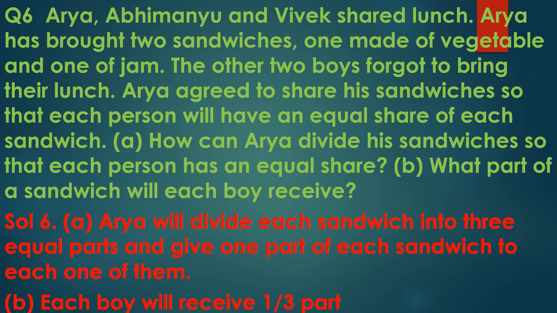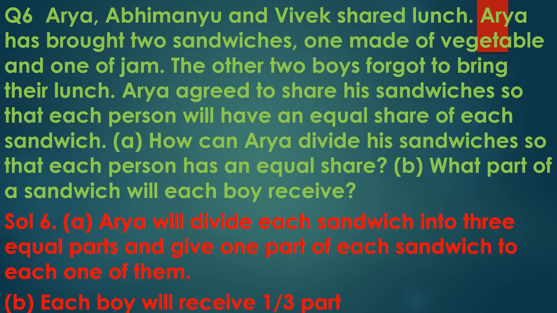Fifth question is, what fraction of an hour is 40 minutes? 1 hour equals 60 minutes, and out of 60 minutes, we have taken out 40 minutes. So the required fraction is 40/60, and converted into simplest form, 2/3.